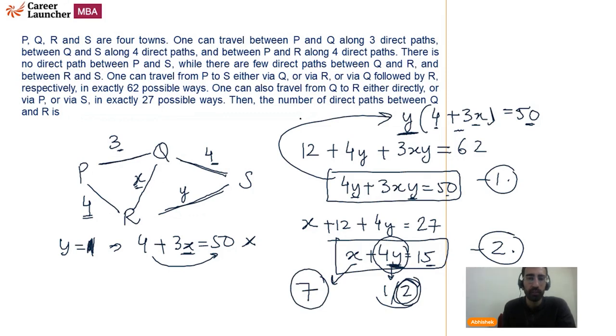The question says number of direct paths between Q and R. Number of direct paths between Q and R is x, which is 7. That's your answer. I hope this is clear.